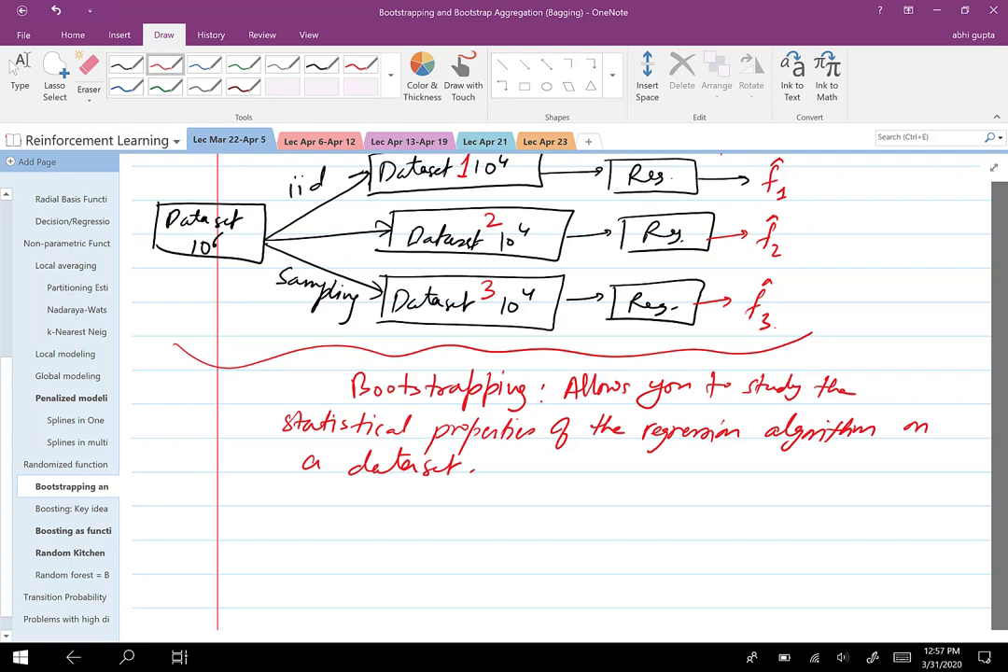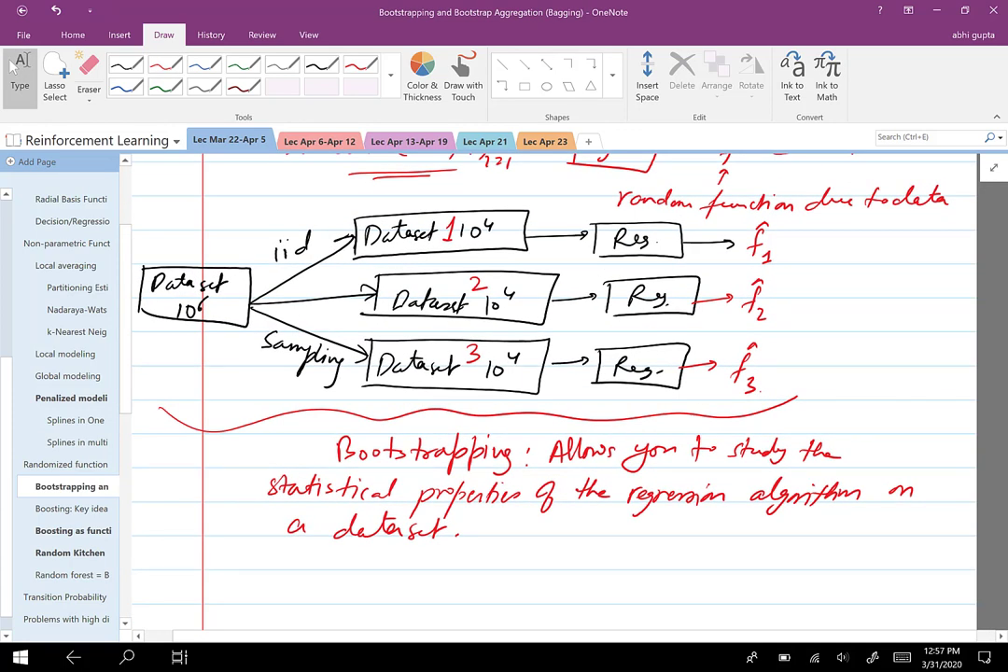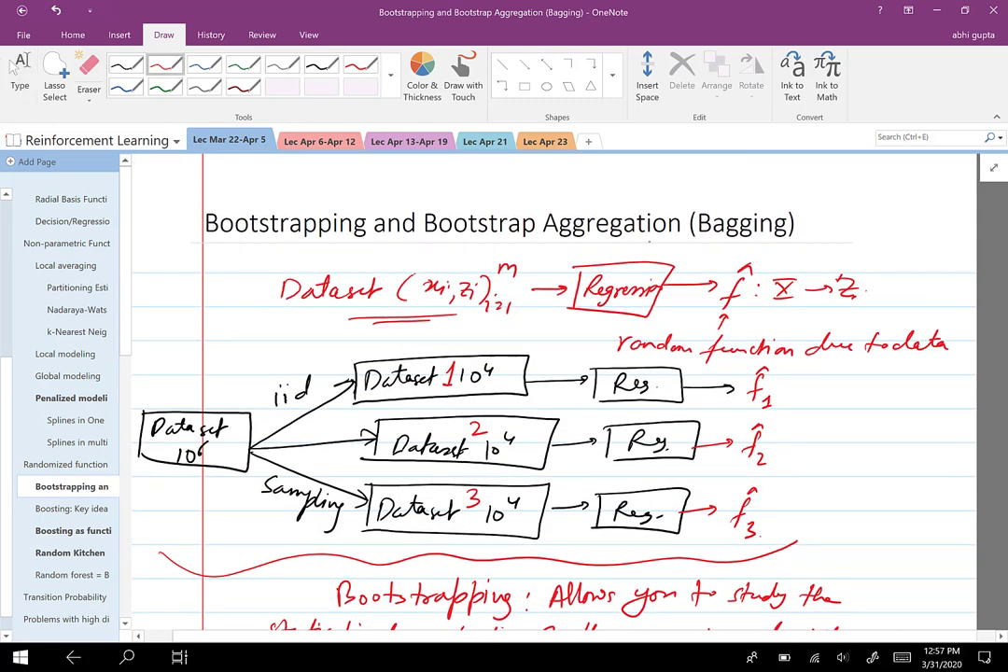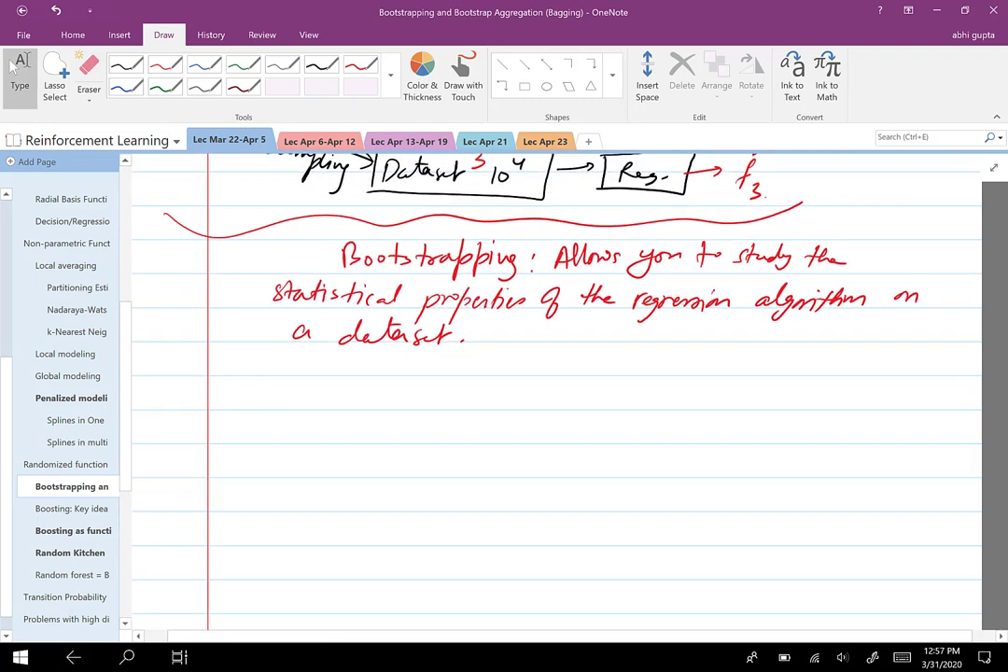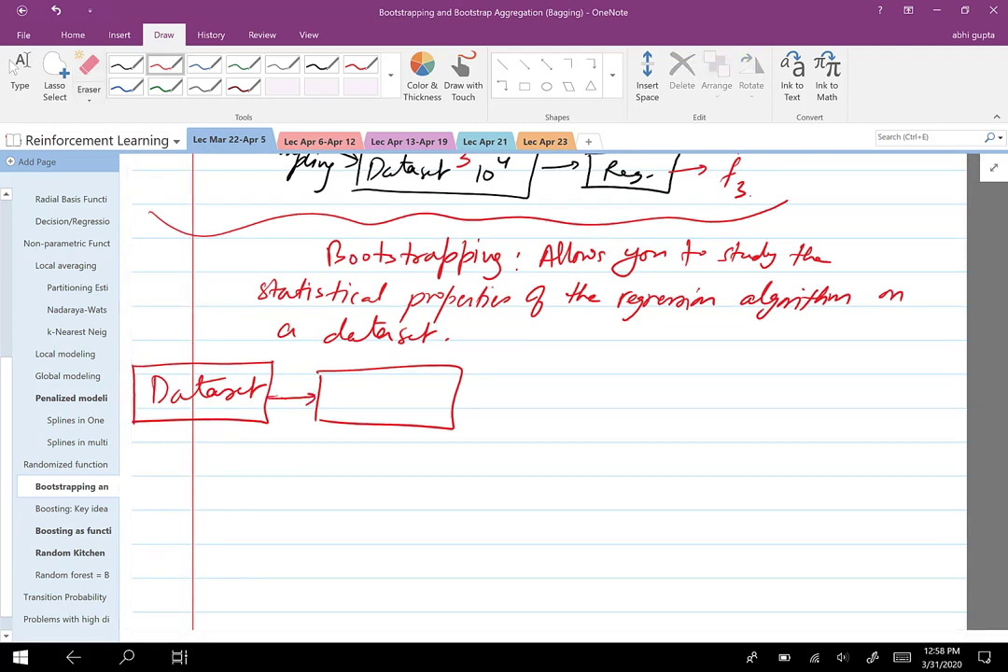However, now what you can do is you can aggregate these functions. Okay, so that's the second part, which is bootstrap aggregation. We've talked about bootstrapping. So you have a data set, you feed it to the bootstrapping algorithm, and you get a bunch of f hat 1 to f hat, let's say capital M. Okay, so you got M different random functions.